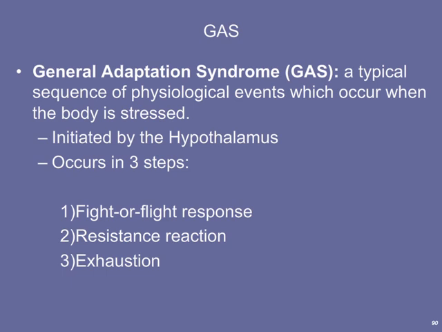It is initiated initially by the hypothalamus, first through nerve impulses and later through releasing hormones, and it occurs in 3 steps. One is the fight or flight reaction. This is followed by the resistance reaction, and finally followed by exhaustion. We're going to go through each of these steps in a little bit of detail, and at each step you should ask yourself what's happening in the body, what hormones are being produced, and where are we getting our energy.